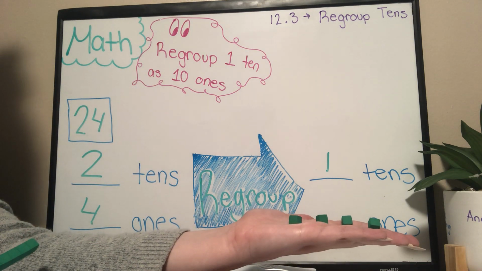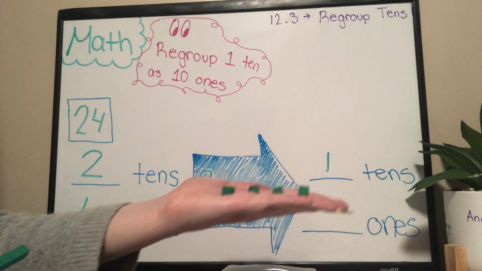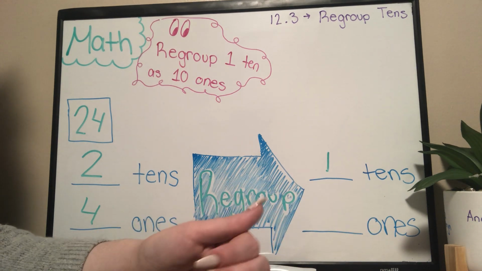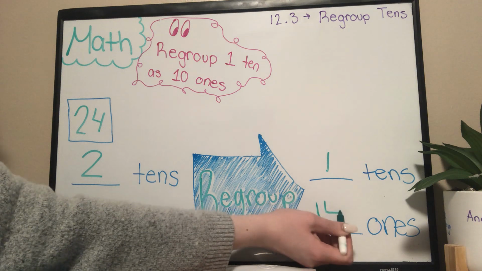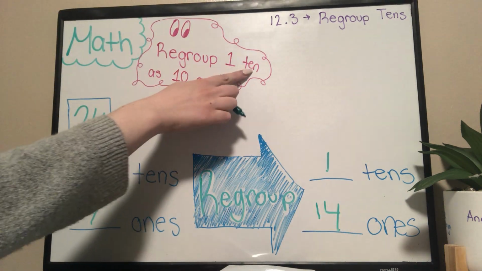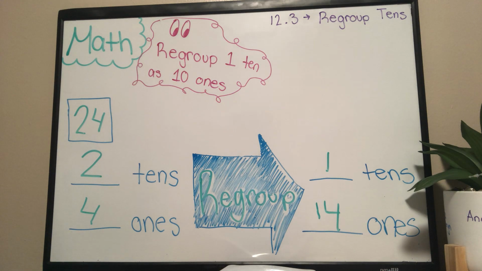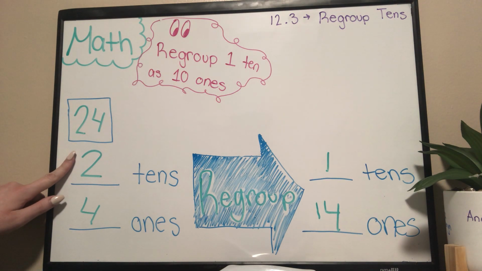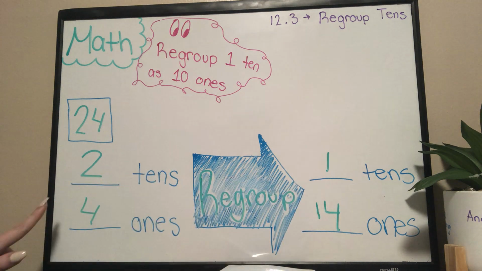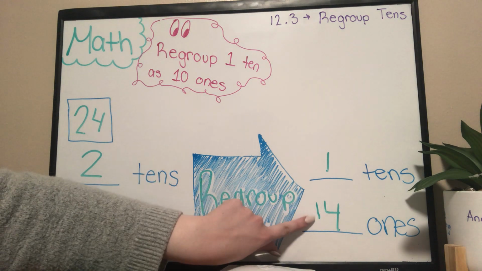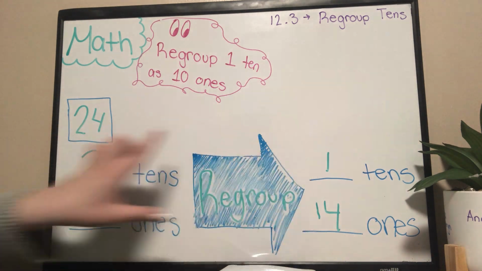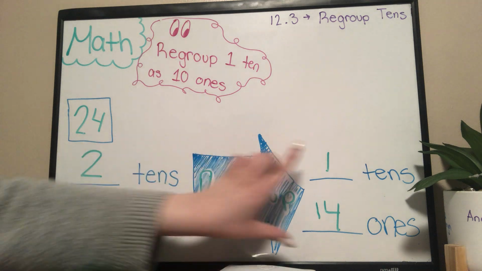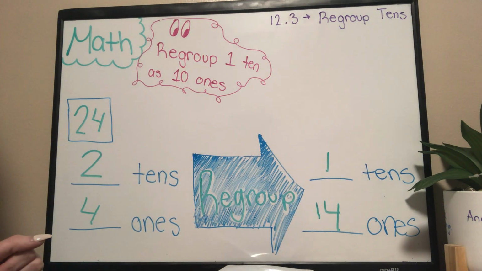So what am I going to do? Add it to the ones. What's 4 plus 10? 14. Wonderful. Because we remember, we can regroup 1 ten as 10 ones. So that's what I did. Over here I had 2 tens, over here I have 1. Over here I have 4 ones. Over here I have 14 ones. These are the exact same number. They're both 24. This one just has a lot more ones.